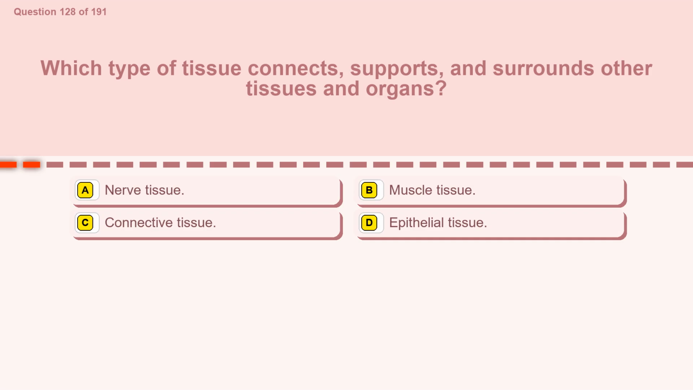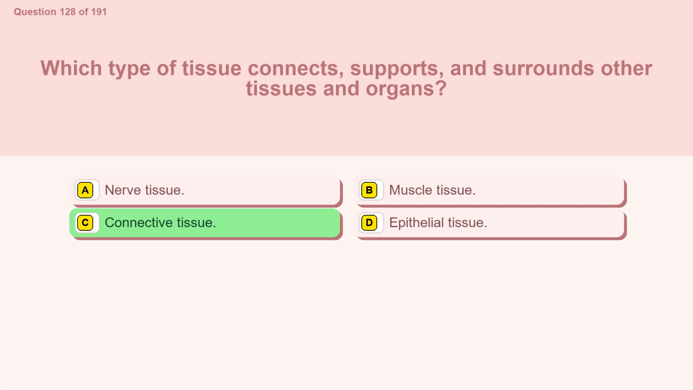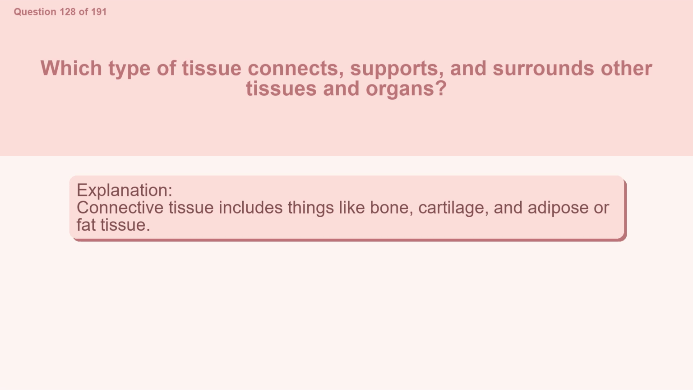Question 128. Which type of tissue connects, supports, and surrounds other tissues and organs? Option A, nerve tissue. Option B, muscle tissue. Option C, connective tissue. Option D, epithelial tissue. The correct answer is option C, connective tissue. Connective tissue includes things like bone, cartilage, and adipose or fat tissue.